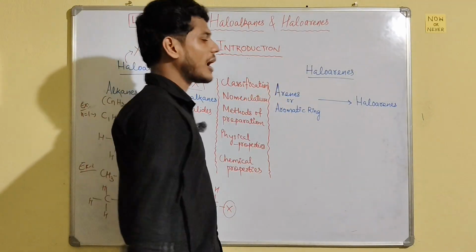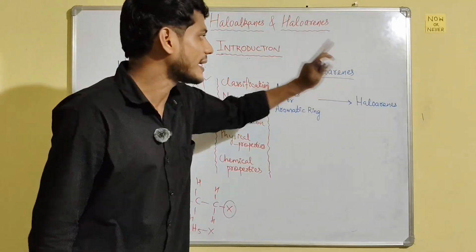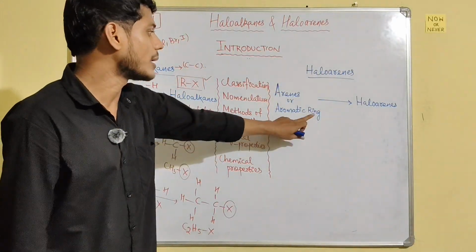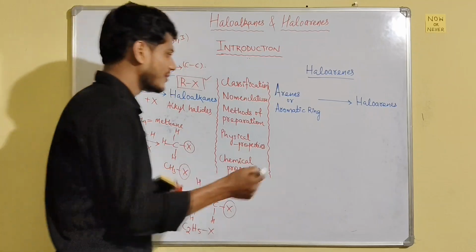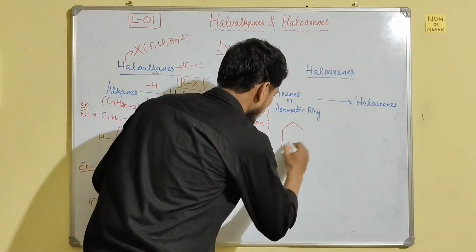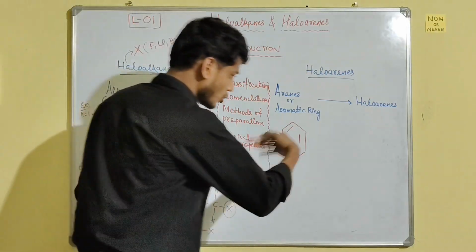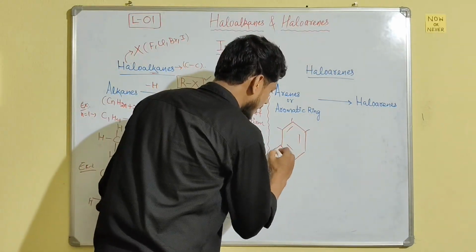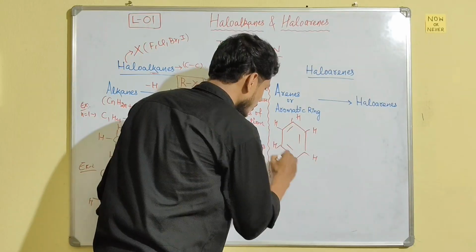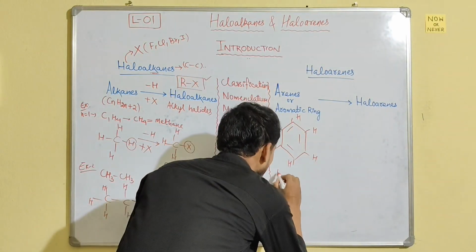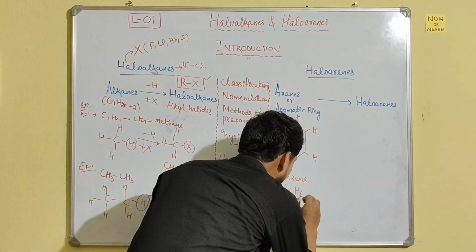Okay, now coming on to haloarenes. Here also halo refers to halogen group, and arenes refers to aromatic ring or aromatic hydrocarbons, which we have studied in class 11, that is benzene. Okay, so the first parent organic compound is benzene, through which many other derivatives can also be formed. So what is the formula of this aromatic ring known as benzene? So the formula of benzene is C6H6.